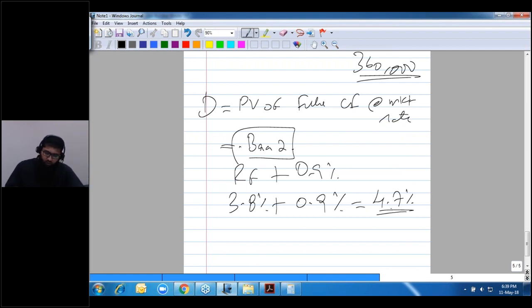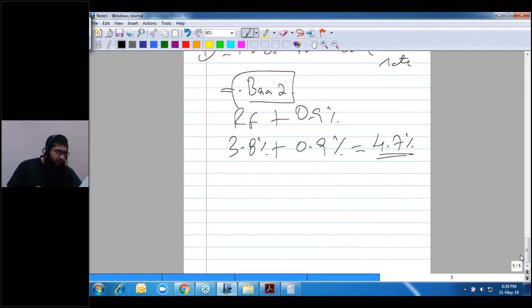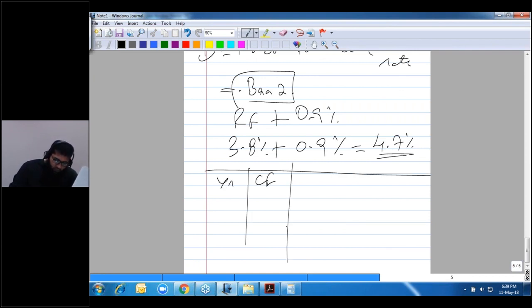4.7%. Now, if you need to calculate the value of the debt, which is redeemable in 4 years at its face value, let's talk about the value of the debt. You would say year, cash flow, discount factor, and then the present value. So year 1, year 2, year 3, year 4, and the discount factors for years 1, 2, 3, 4.